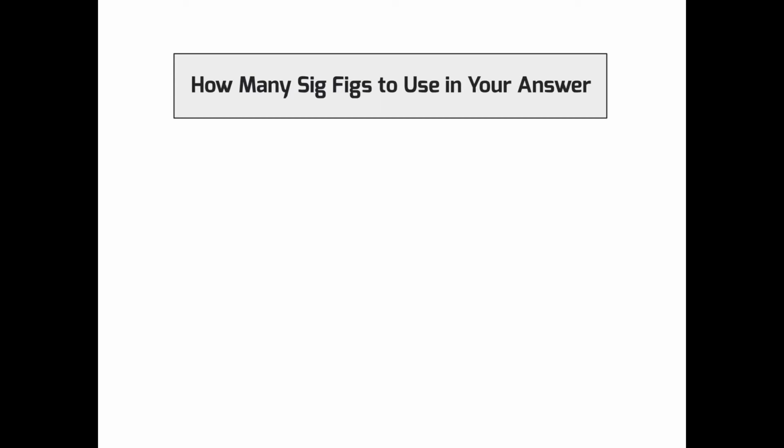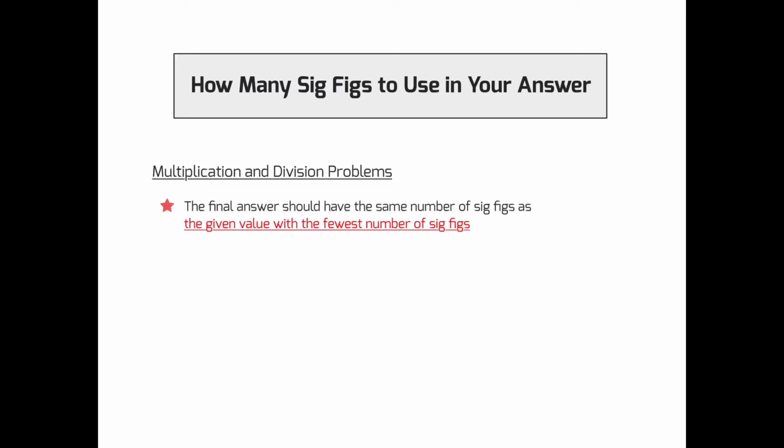Most problems are not going to tell you how many sig figs to use in your answer. You're going to have to figure this out from the problem itself. So for multiplication and division problems, the final answer should have the same number of sig figs as the given value with the fewest number of sig figs. So you're going to look at the numbers that they give you, and whichever number has the fewest number of sig figs, that's how many sig figs you use in your final answer.